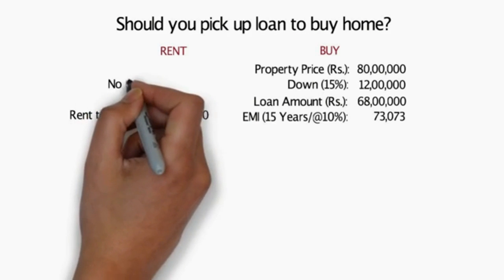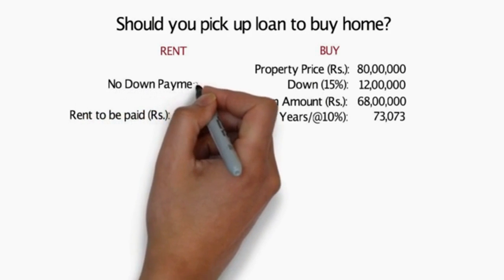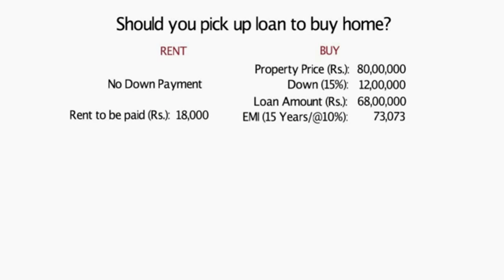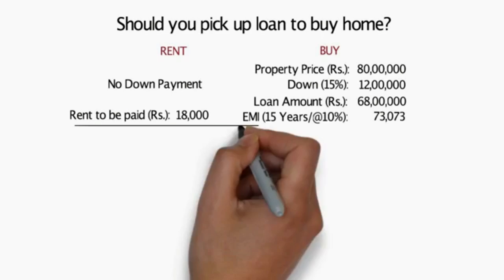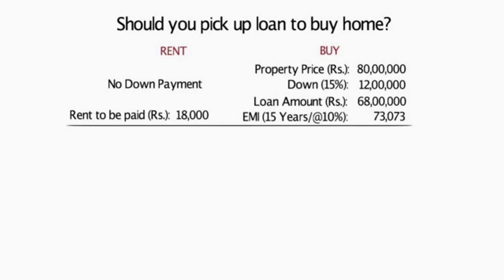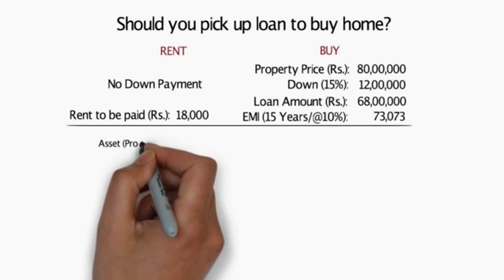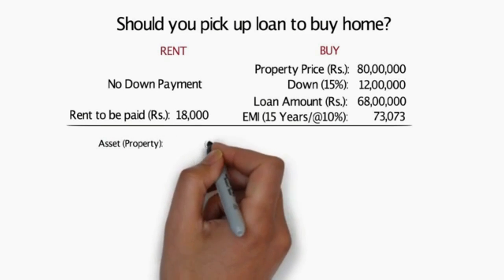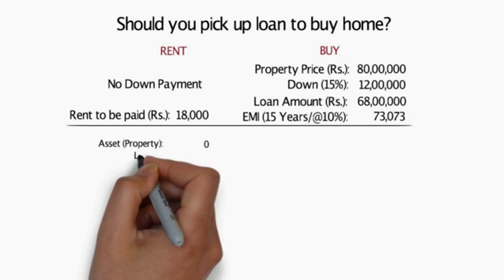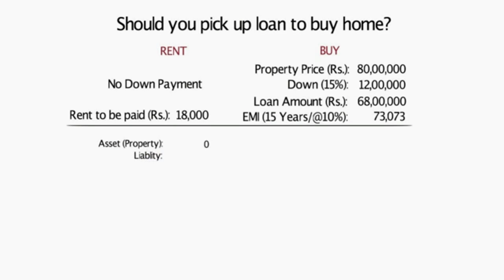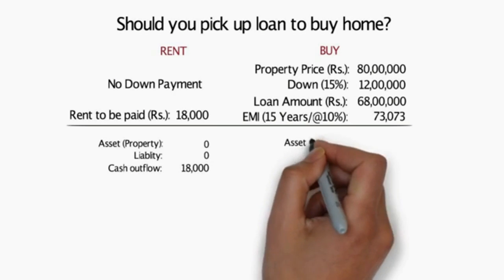But also a difference here is that you will now not have to pay any down payment, which means that the 12 lakh rupees you will have to shell out to buy a property on loan, in case of rent, you will actually not be doing that. So let's see what we have here. In case of rent, you have not bought any property, therefore your asset is zero. And so is liability, because you did not pick up any loan. But the rental payout every month is your cash outflow, which in this case would be about 18,000 rupees.